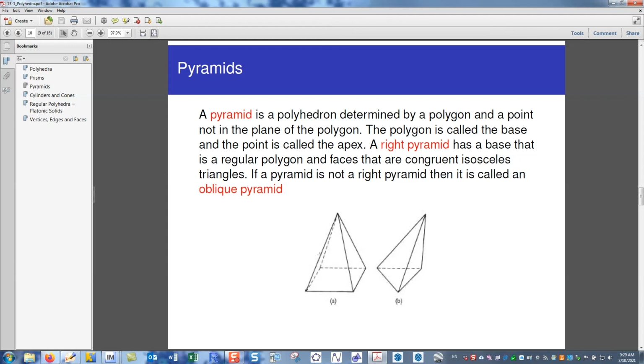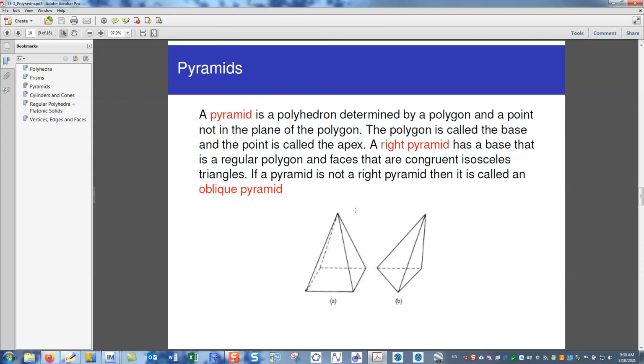pyramid has a base that's a regular polygon, so here's a regular polygon, a square, and faces that are congruent isosceles triangles. So that means all of these faces on this one on the left, A, are congruent isosceles triangles. That gives us a right pyramid. What that really means is that the apex falls exactly over the middle of the base. So what we kind of think of as the standard pyramid, the one we see in Egypt, right?